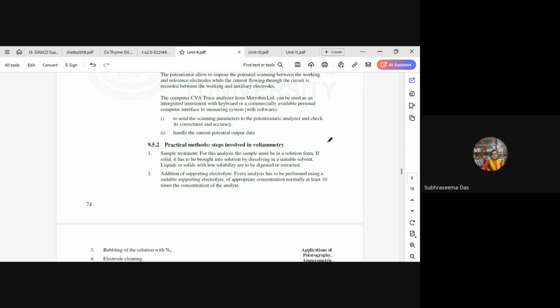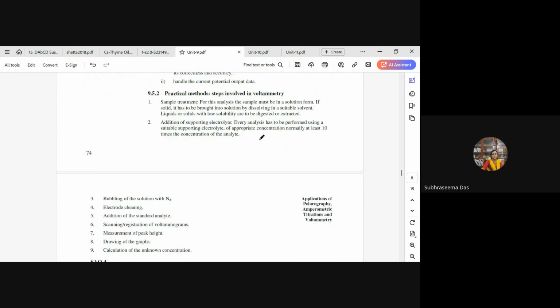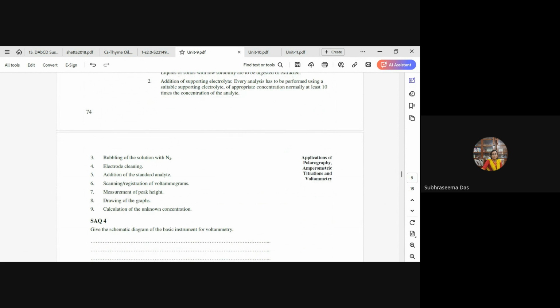Then coming to the different steps involved in the preparation of samples and analysis in voltammetry. For sample treatment, the sample must be taken in a solution form. If it is solid, it has to be brought into solution by dissolving in a suitable solvent. Whatever the nature of the sample, it has to be present in a solution form. Then coming to the addition of the supporting electrolyte. Every analysis has to be performed using a suitable supporting electrolyte, and the concentration must be 10 times that of the analyte that we have taken.